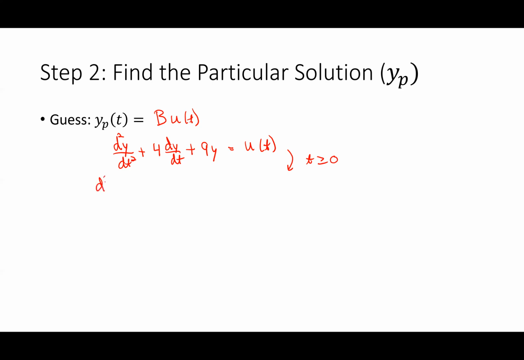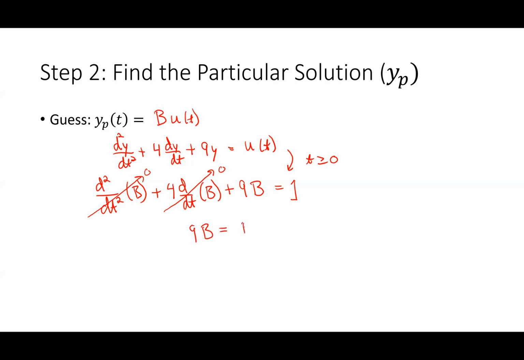And I'm going to say I have d squared by dt squared of b, a constant, plus 4 times the derivative of a constant, plus 9 times the constant is equal to 1. Now, you guys know right off the bat that the derivative of a constant is 0, and so the second derivative of it must also be 0, and I have 9b equals 1, or b equals 1/9, right? Which tells me that yp of t is equal to 1/9 u of t. So my steady state solution is the number 1/9, all right? And of course, that's only for t greater than or equal to 0. Okay, so let's move on.